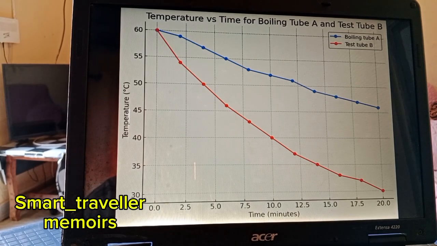You can see the legend there at the top. This is the legend, which is blue and the other one is red: boiling tube A, test tube B. And you can see how the curves are and the way the points are plotted. Temperature and time in minutes.